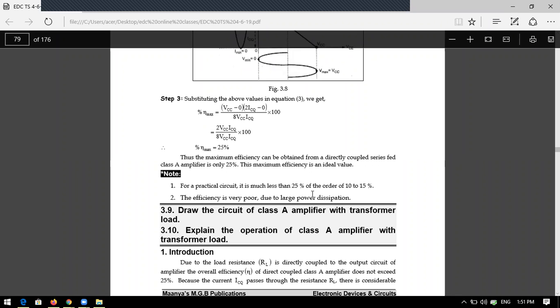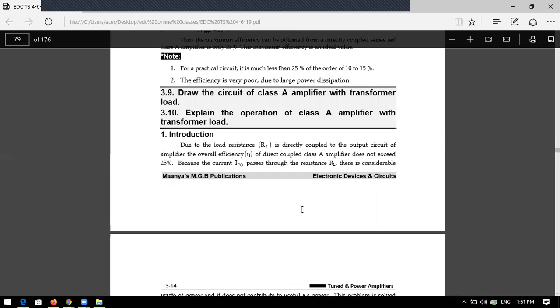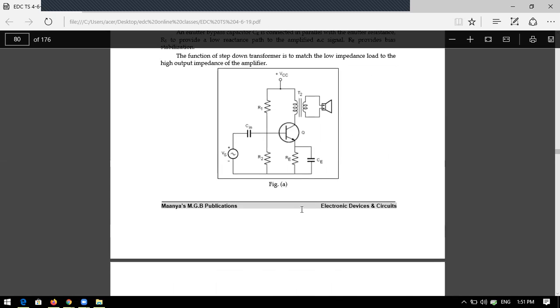So that is the reason you go for another type of configuration: the class A amplifier with transformer load. Let us look at the operation of the class A amplifier with transformer load. If you see the transformer load, what is the difference in the circuit? You can observe this.